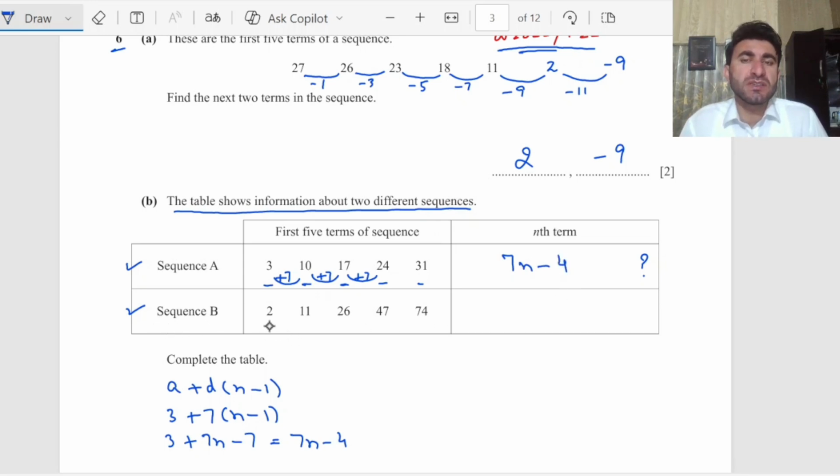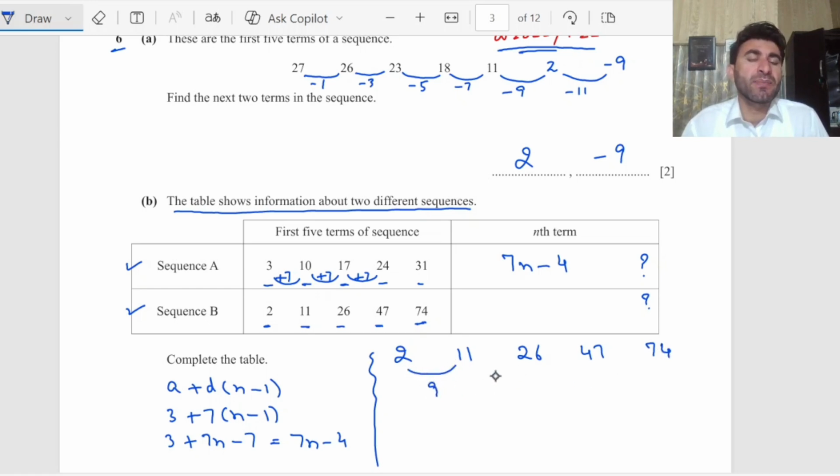Then coming to sequence B, its terms are 2, 11, 26, 47, 74, and we are to find the nth term of this sequence as well. First find the difference sequence. 11 minus 2 is 9, 26 minus 11 is 15, 47 minus 26 is 21, and 74 minus 47 is 27.